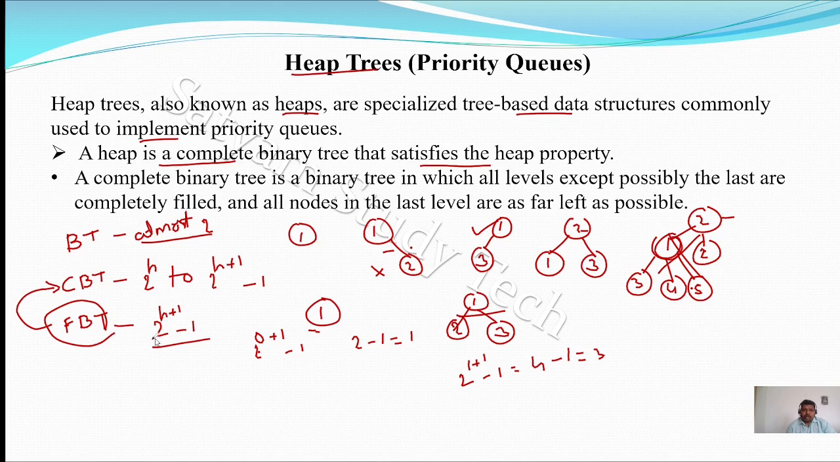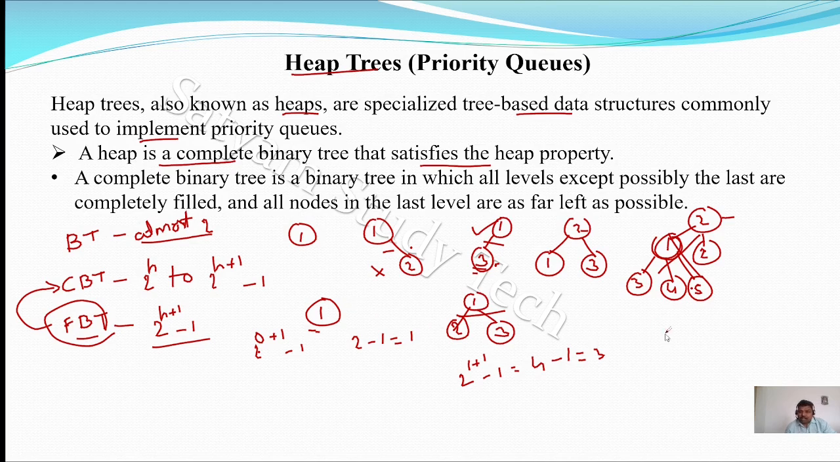A full binary tree has 2 power h plus 1 minus 1 number of nodes, but here the height of the tree is 1, right? 2 power 1 plus 1, that is 2 power 2, 4 minus 1, that is 3, but here there are only 2 nodes. So it is not a full binary tree, but still it is a complete binary tree. So that is the meaning.